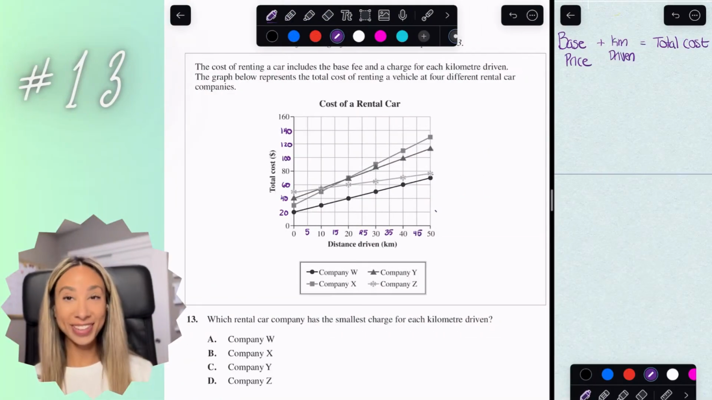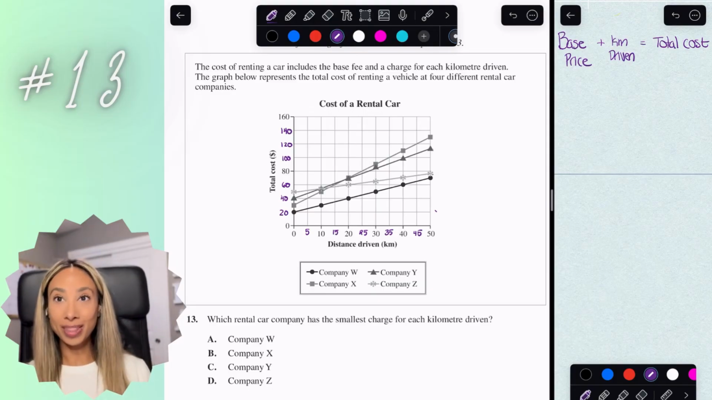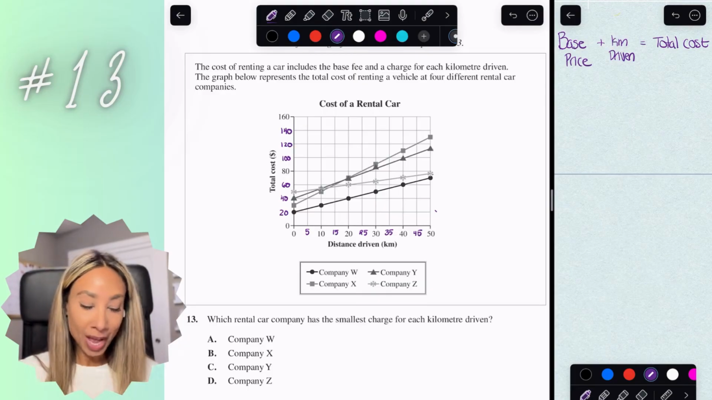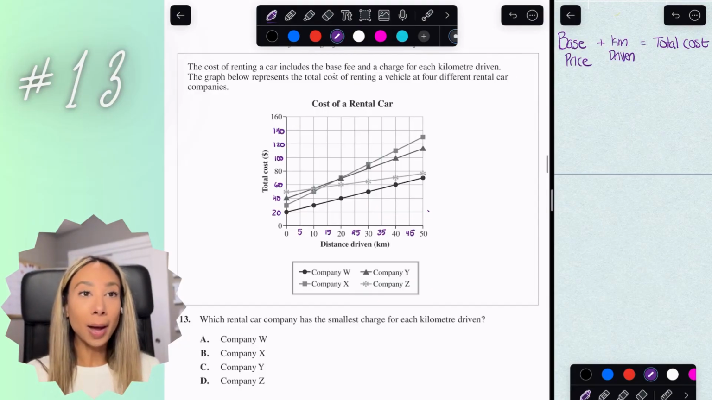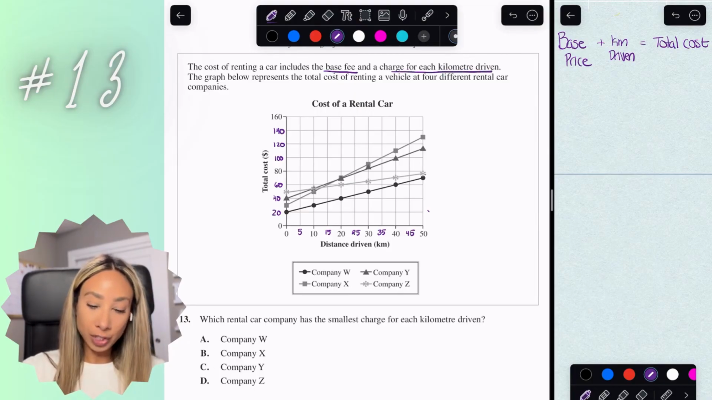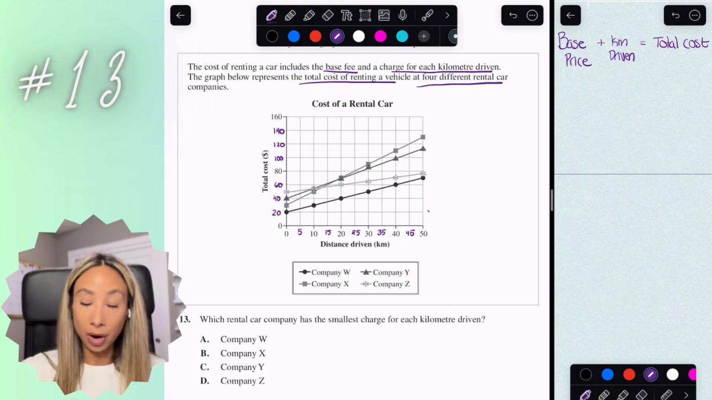Okay, number 13 here. So this is a little bit tricky, so just take your time with it, and as always, let me know if you have any questions in the comments below, okay? So the cost of renting cars includes the base fee and the charge for each kilometer driven. The graph below represents the total cost of renting a vehicle at 4 different rental car companies.